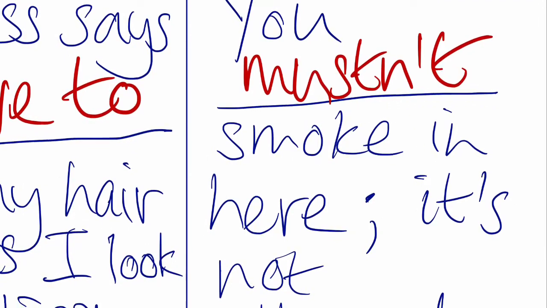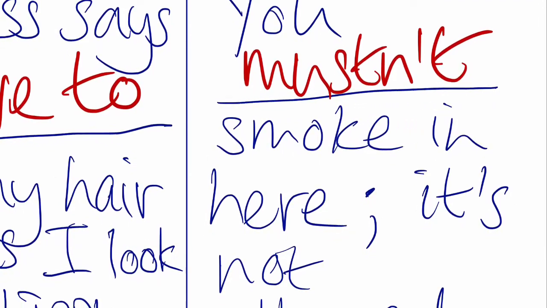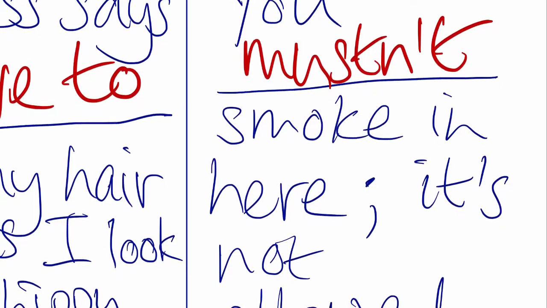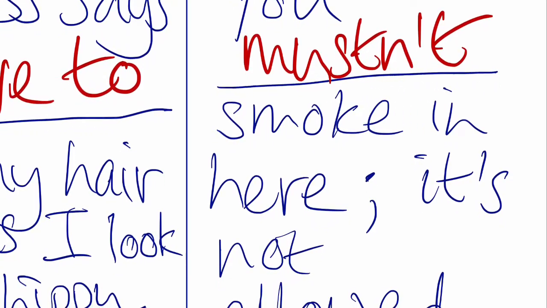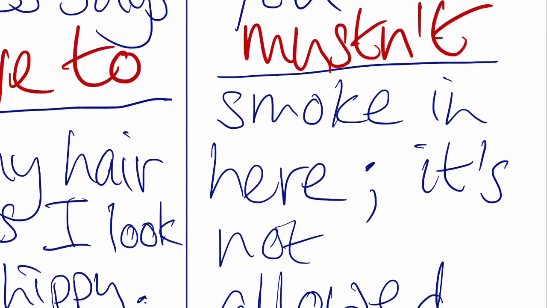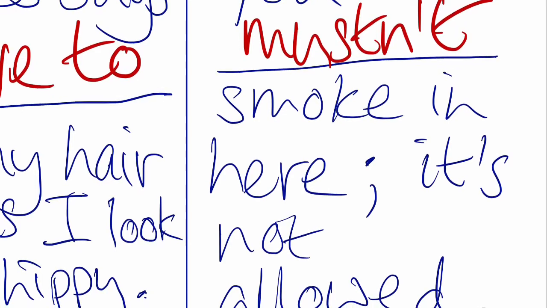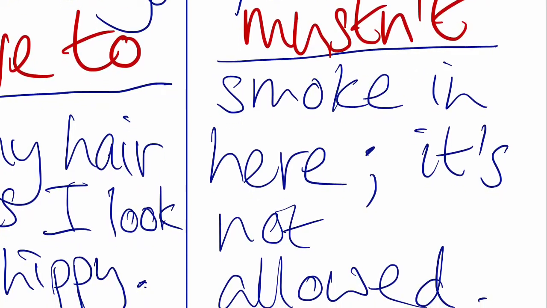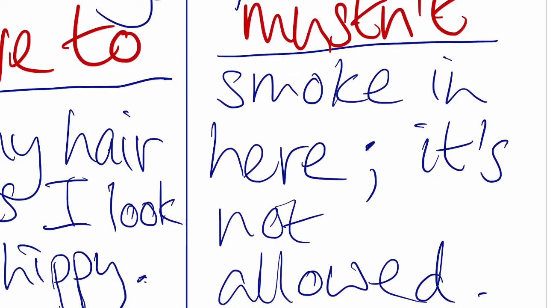You mustn't smoke in here. It's not allowed. Of course, there are many other options. You're not allowed to, you shouldn't, etc. But for the sake of this exercise, we're only looking at must and have to. Mustn't. Notice we don't pronounce the first T. Mustn't.